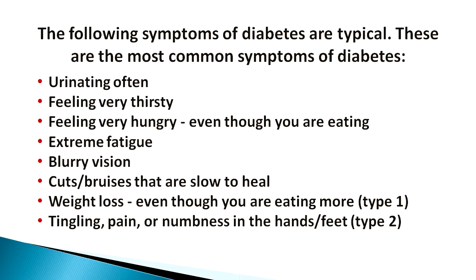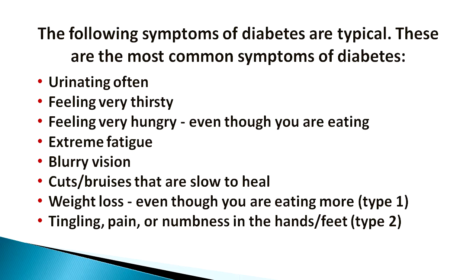Blurry vision. Now, high blood sugars can damage the very tiny blood vessels in the back of the eye, and that can contribute to blurry vision. Cuts and bruises that are slow to heal. Now, once again, the tiny vessels that are in the back of the eye are also in fingertips and also in legs and arms. And if those tiny blood vessels are sort of pounded with a lot of blood sugar, that can actually impair the wound healing process.